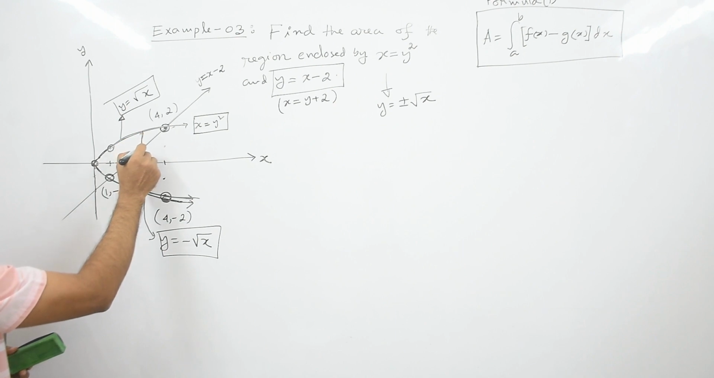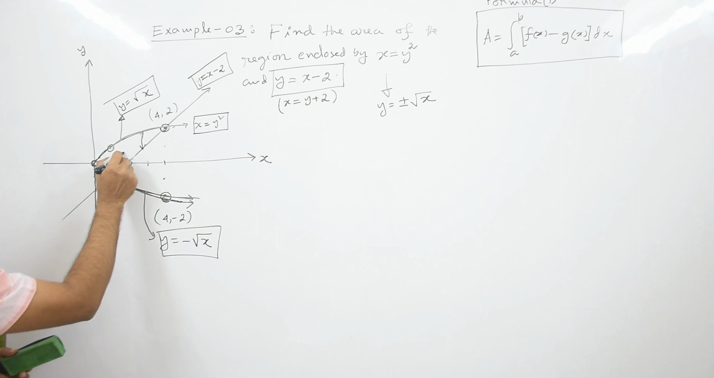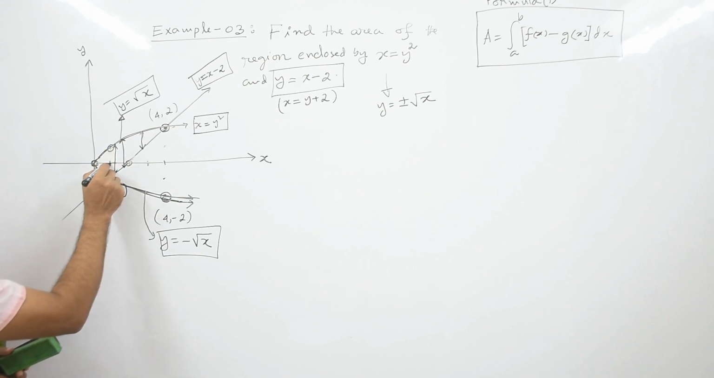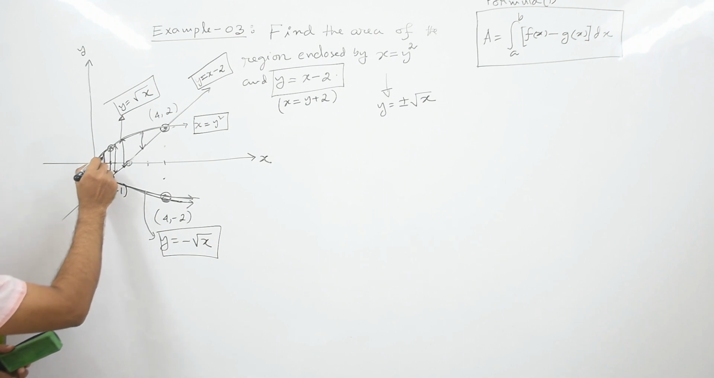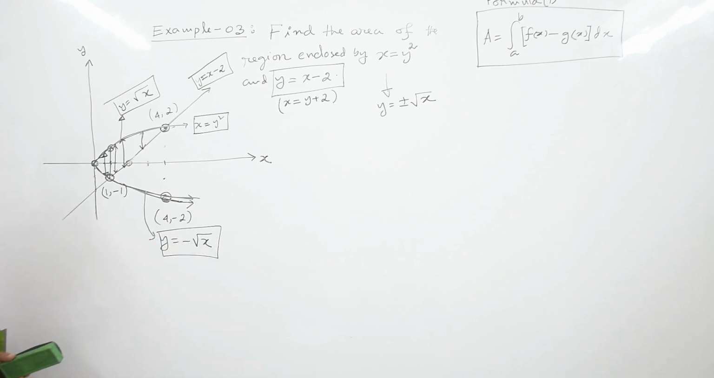So if you move up, you will get root x. If you move down, you will get y equal to x minus 2. From here, if you move up, you will get root x. Move down, you will get the straight line. From here, you will get the same curve. But when you cross x equal to 1 and move up, you will get root x first, and if you move down, you will get negative root x.